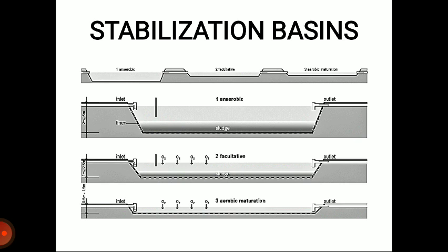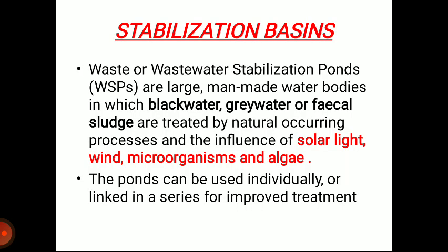Now, the stabilization basins. Waste stabilization ponds are large man-made water bodies in which blackwater, greywater, or fecal sludge are treated by naturally occurring processes. Under the influence of solar light, wind, microorganisms, and algae, the ponds can be used individually or linked in a series for improved treatment.